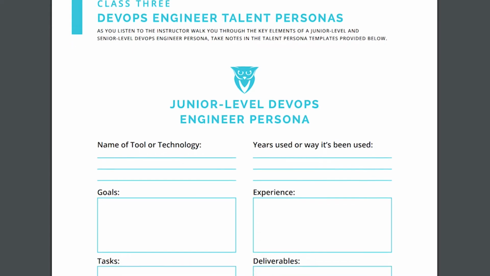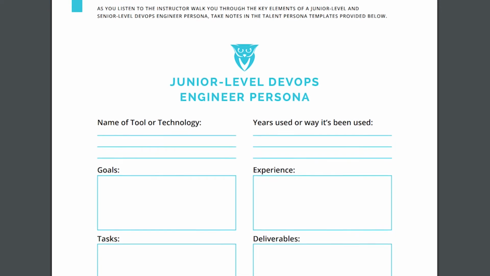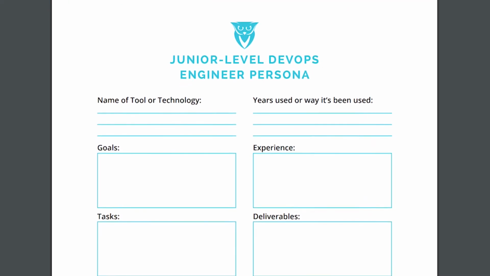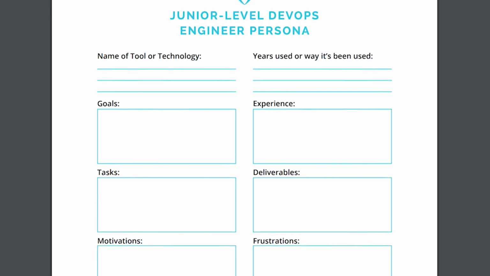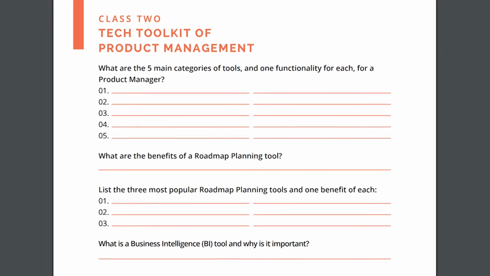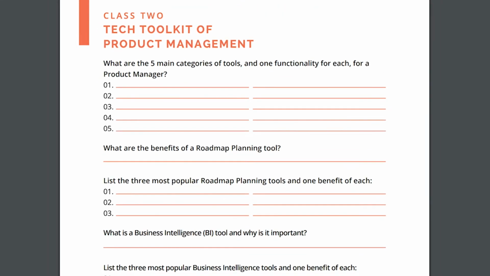Our third tool is the talent persona. Talent personas provide a one-page overview of a target candidate profile, including their goals and experience, their tasks and deliverables, their motivations and frustrations, as well as the typical tools and technology, or the technical toolkit, that they use. Talent personas help to quickly identify and filter for candidates' key drivers and experiences so that you're better prepared to effectively match them to open roles.